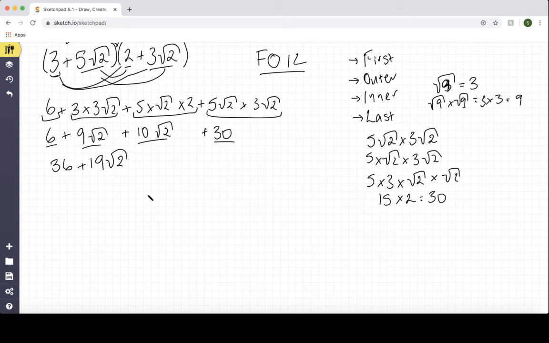Let's do another example because that was quite tricky. So let's look at 2 plus 3 root 3 times 6 minus the square root of 3.